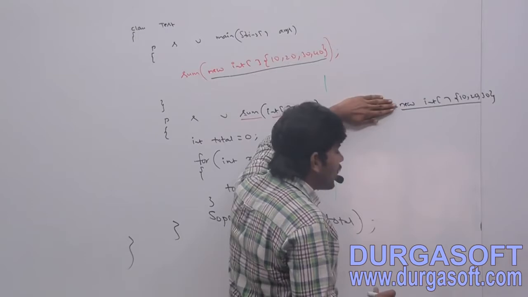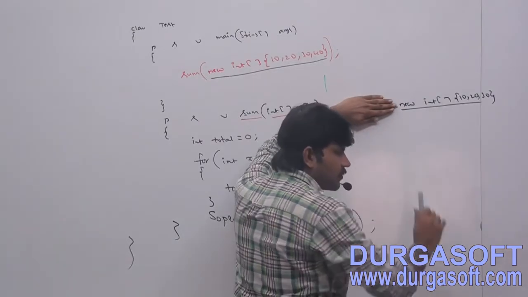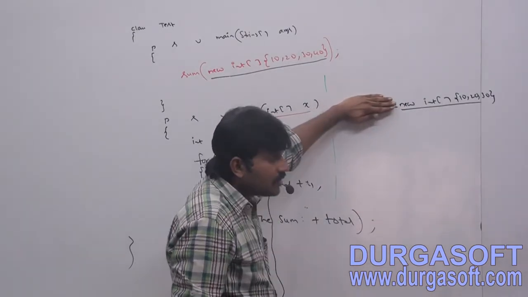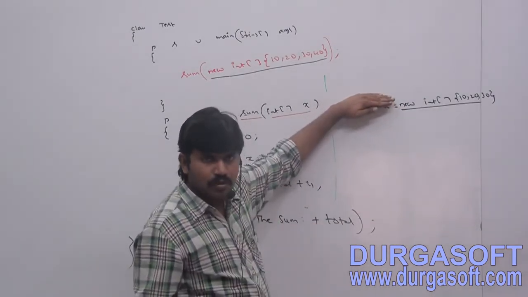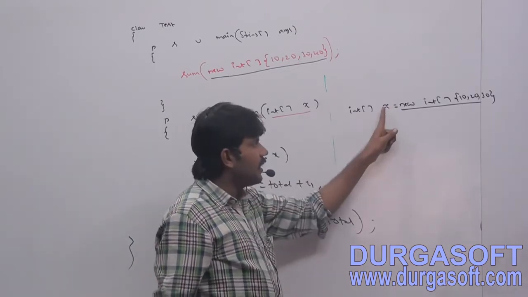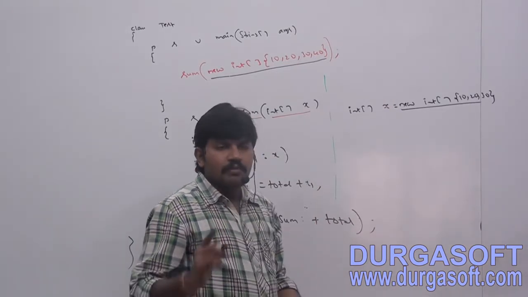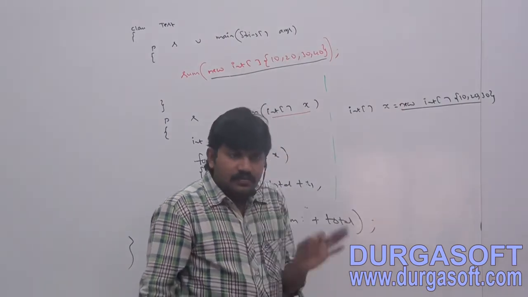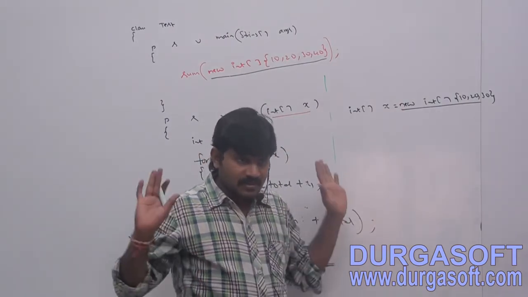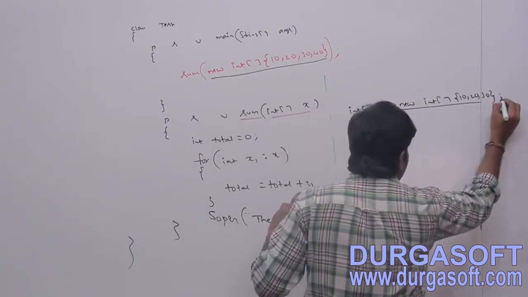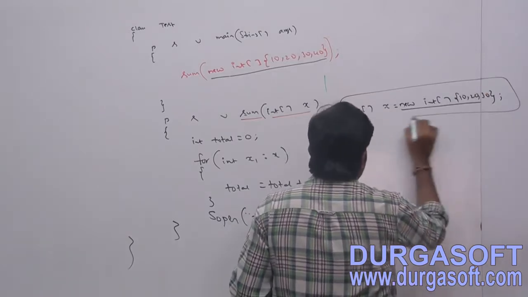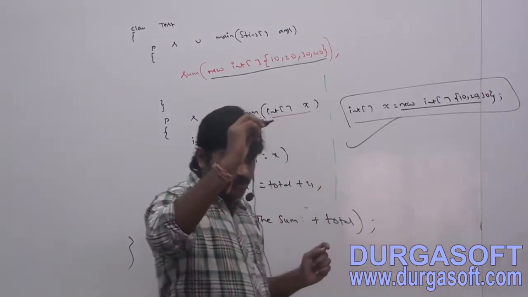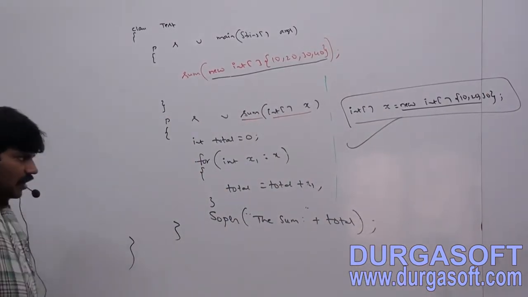Actually I created just an anonymous array. I thought that this array is going to be helpful in the next lines of the code. That's why I gave the name: int array x. Based on our requirement, we can give a name for an anonymous array, then it is no longer anonymous. Clear for all of you, right? So is it a valid line or not? Yes, perfectly valid.